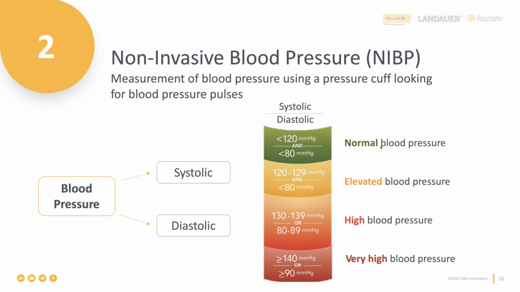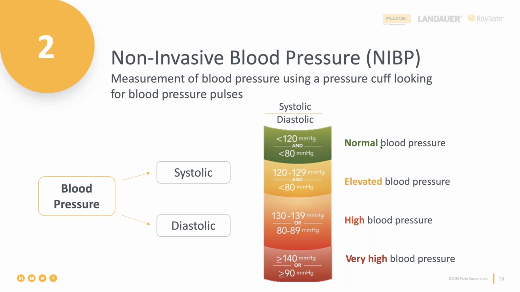First, I would like to begin with the basic definition of blood pressure and how it is measured. Blood pressure is measured as systolic over diastolic pressure that you can see on the slide, and it is recorded in millimeters of mercury. And systolic pressure is the peak blood pressure when the heart is contracting. Diastolic pressure is the lowest blood pressure when the heart is relaxing and refueling with blood.